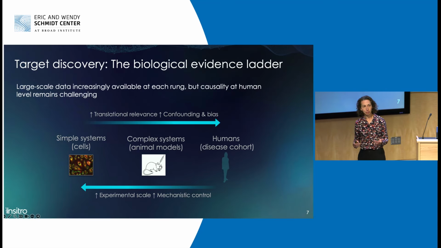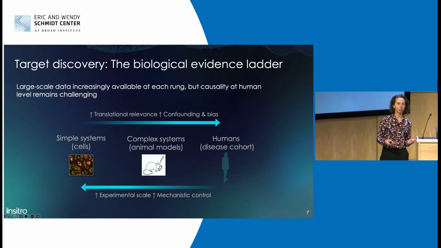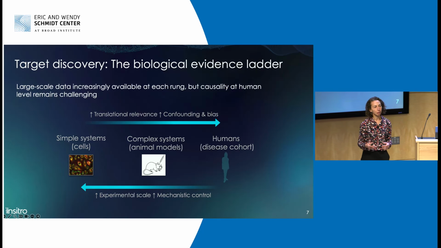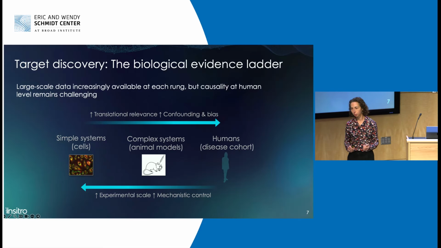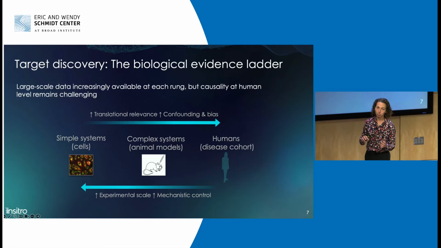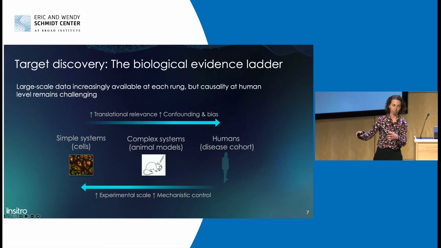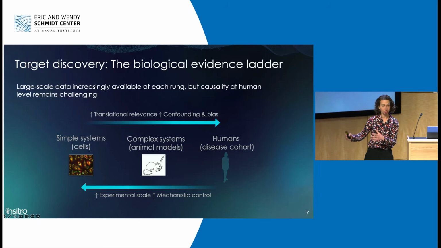Okay, so to better understand this, first we need to understand the ways in which target discovery is done. There's a whole range of different methods, going from looking at simple cellular systems to more complex animal models, to looking at human disease cohort data. As we go across this spectrum, there's a trade-off in terms of the level of translation to human biology versus the level of mechanistic control. And unfortunately, when we go to the human disease cohort end of the spectrum, that source, which is obviously closest to human biology, is also most susceptible to various sources of confounding and bias.